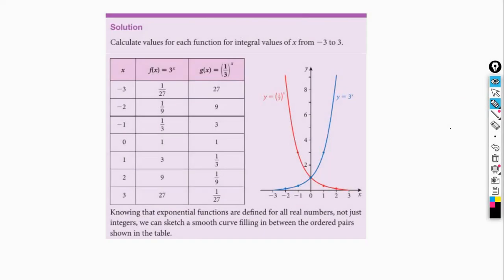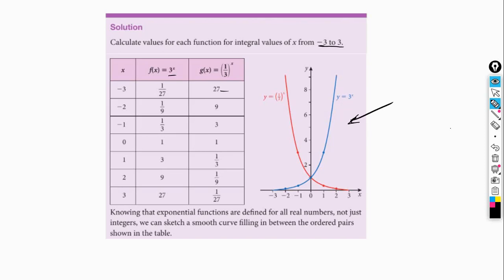So if you did this correctly, this is the shape of those two graphs that you would get. And in this case, they took integral values of x from -3 to 3. So notice that 3 to the -3 for the case of 3 to the x is going to be 1/27, whereas for 1/3 to the x is going to be 27, and then so forth. So notice that really what you get is a reflection across the y-axis.